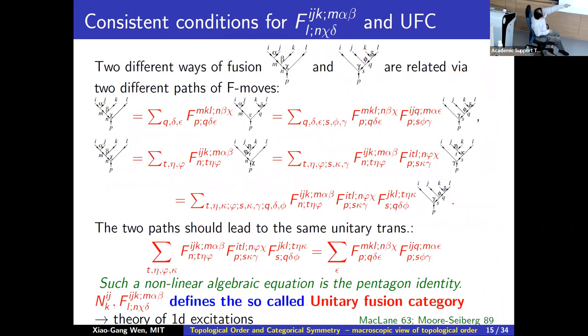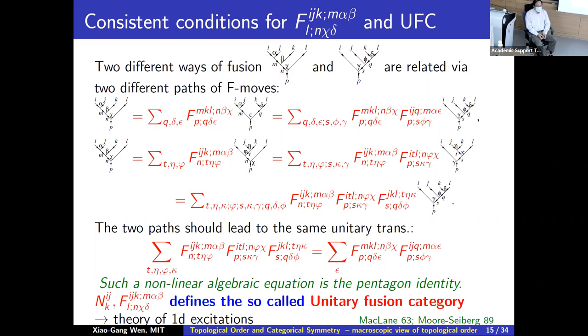Similarly, we can go from here to here in a different order. We can switch in the J first, fusing to the right, then to the left, then switch in this T, and so on. Here we need to take three steps, so we have three F symbols to go from here to here, but the first path is two steps, two F symbols. So these are two different ways to express the same unitary relation between this choice of basis and that choice of basis. We should get the same results. That's a huge equivalence relation, a constraint that the F symbols should satisfy: the pentagon identity, a nonlinear algebraic equation.